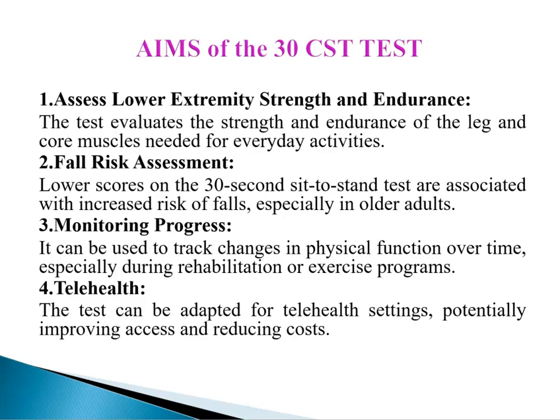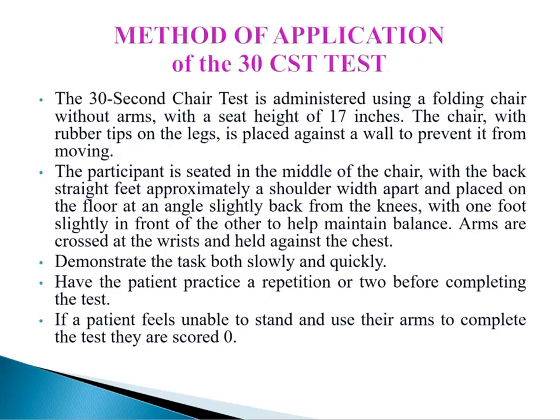First is to assess the lower extremity strength and endurance. The second is fall risk assessment. Lower scores are associated with increased risk of falls, especially in geriatrics. The next one is monitoring progress. It is used to track the changes in physical function over time, especially during rehabilitation. And the next one is telehealth. This can be adapted for telehealth settings, especially in improving access and reducing cost.